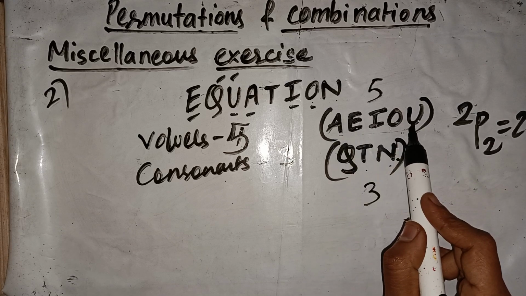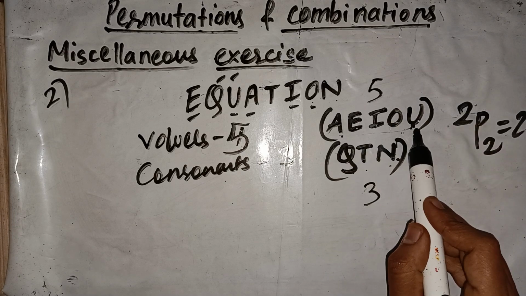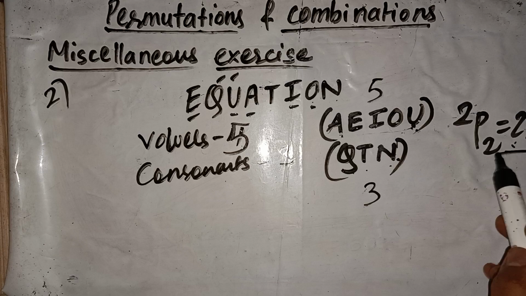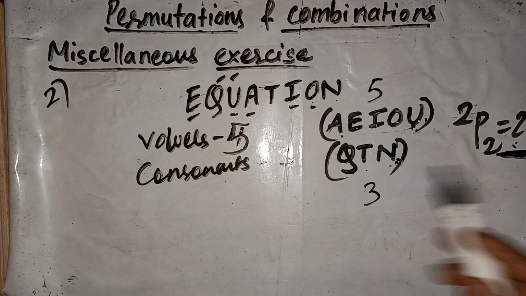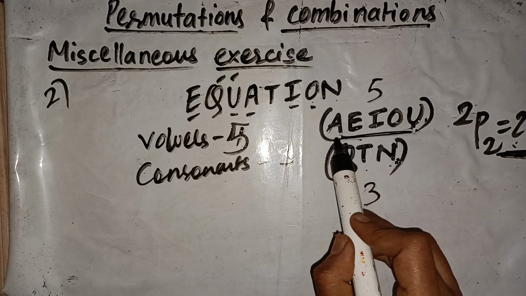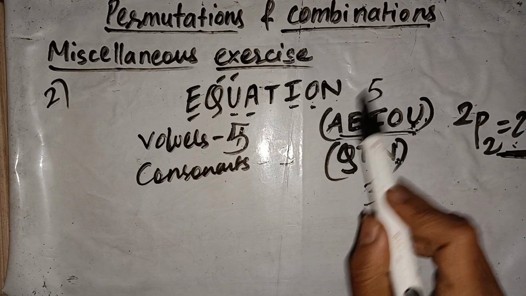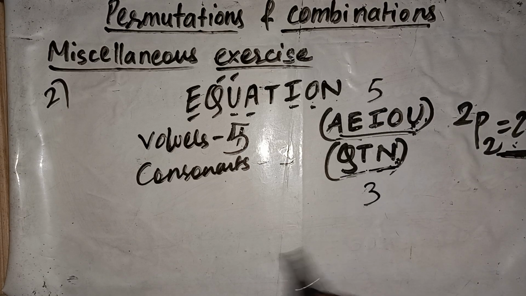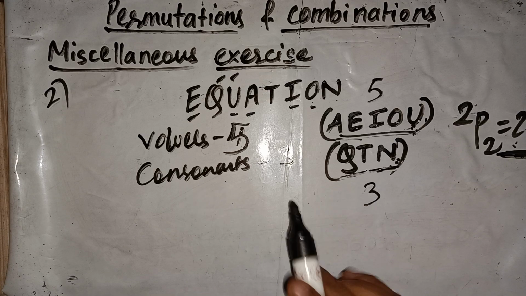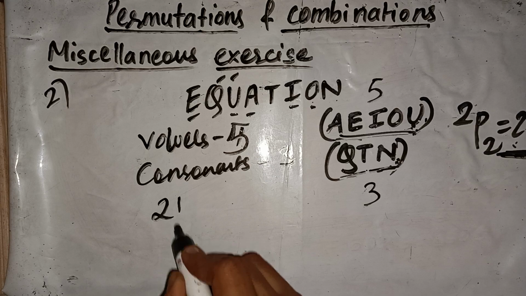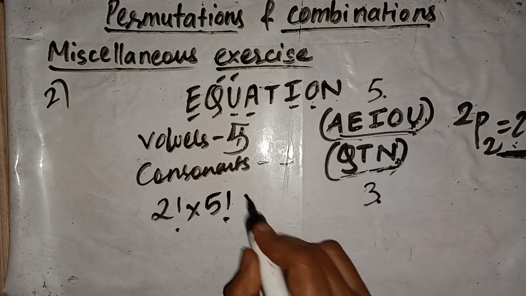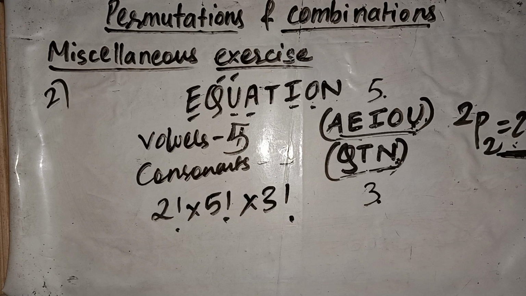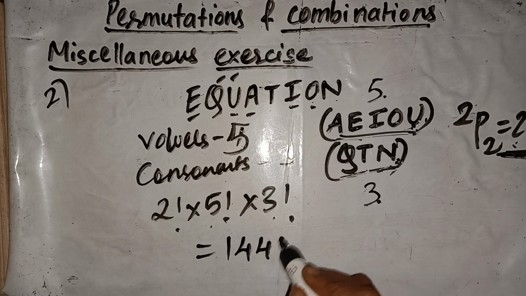Means if this is one arrangement, then another arrangement. So this is our total ways the 2 groups are arranged. But inside of this, we have to arrange the vowels also in 5 factorial ways, and consonants also in 3 factorial ways. So total, using the multiplication principle, 2 factorial into 5 factorial into 3 factorial. You have to take the factorials and multiply. So the answer is 1440.